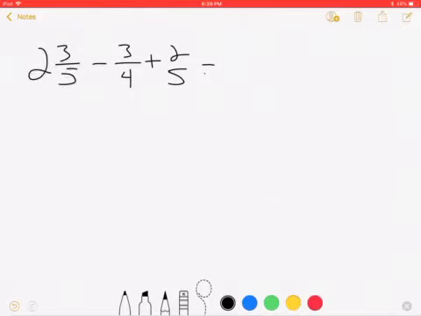Okay, so now let's try to group our fractions by common denominators, because we know we can't add or subtract without having those common denominators.